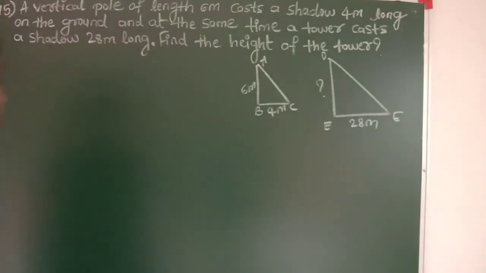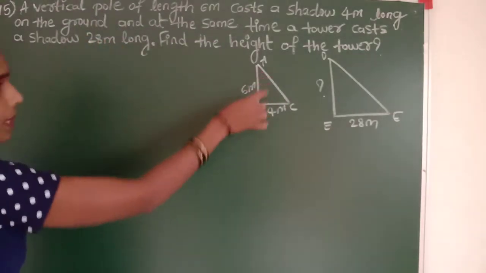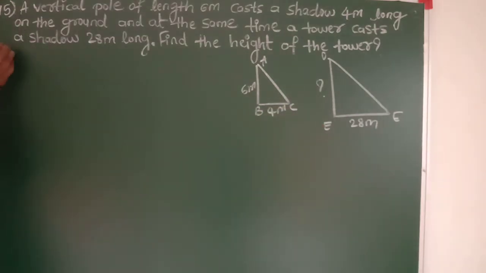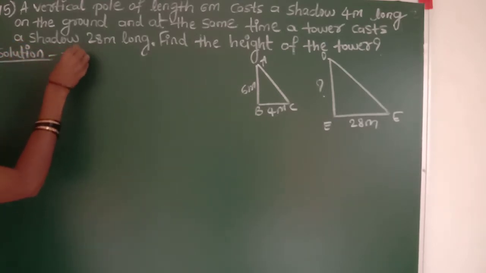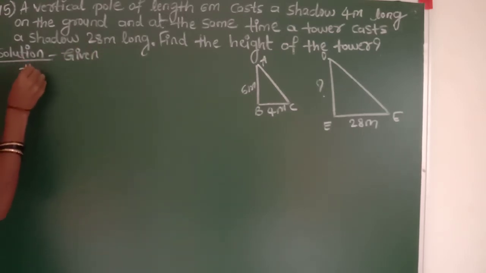Let's see how to solve this 15th one. I have already drawn AB as a pole and DE as a tower. So first we have to write the given. What is given to us?